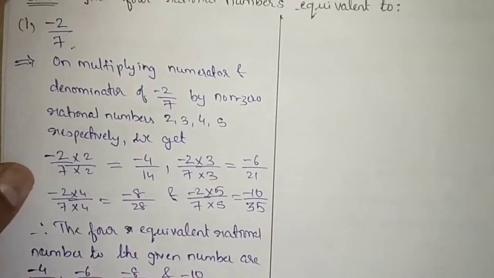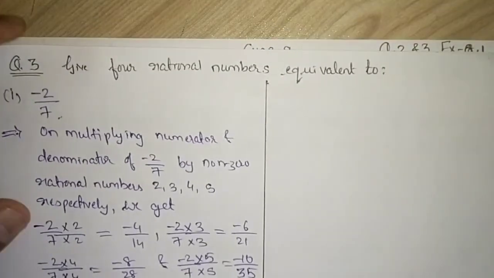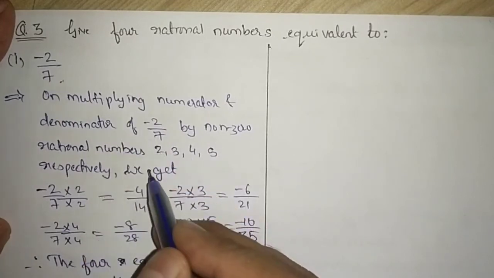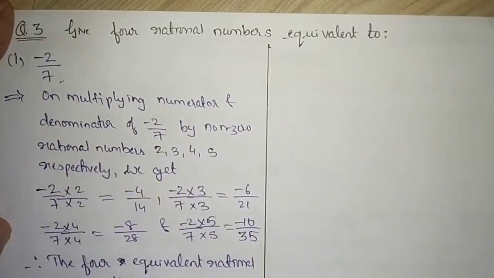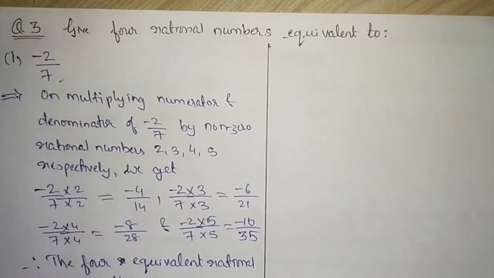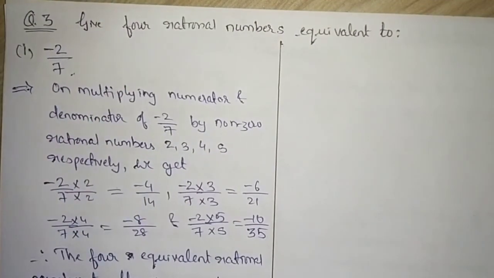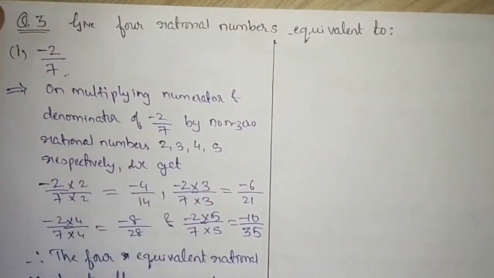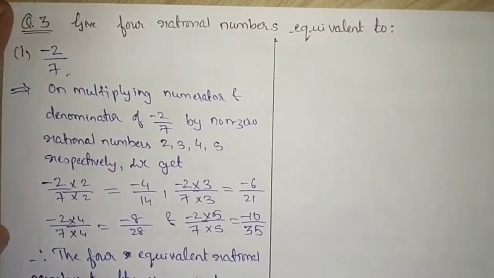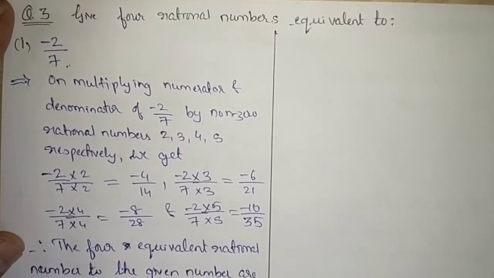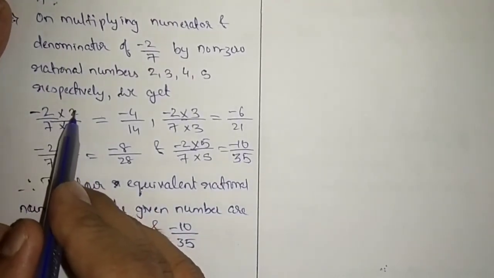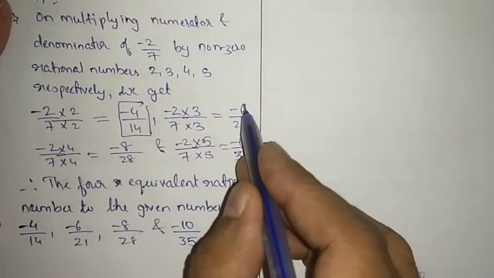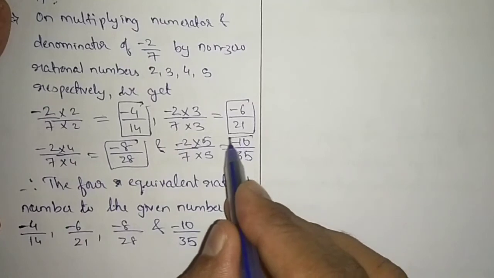So every time, if they want 4 rational numbers equivalent to the given number, you will multiply it by 2, 3, 4 and 5. If they have asked you 5, you will write 2, 3, 4, 5 and 6. It is not necessary that every time you multiply by 2, 3, 4, 5 only. It is your choice which number you want to multiply with, but whatever number you are taking, you must multiply both the numerator and denominator. The resulting answer will be your equivalent answer for the given number.